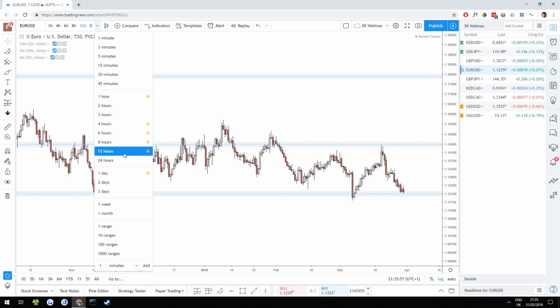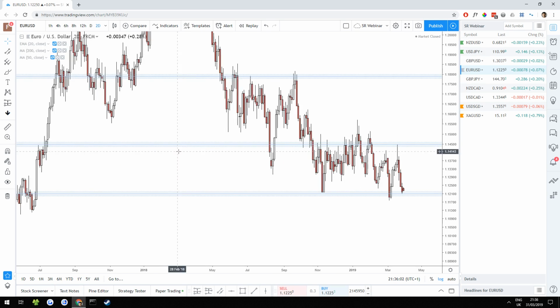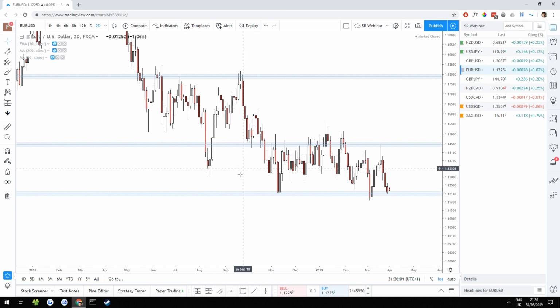And sometimes going up a time frame condenses things and makes it easier to see. So I'm going to go up to the 2-day time frame. In this case, the 2-day isn't going to help us, because the 1-day is already a bit too messy.